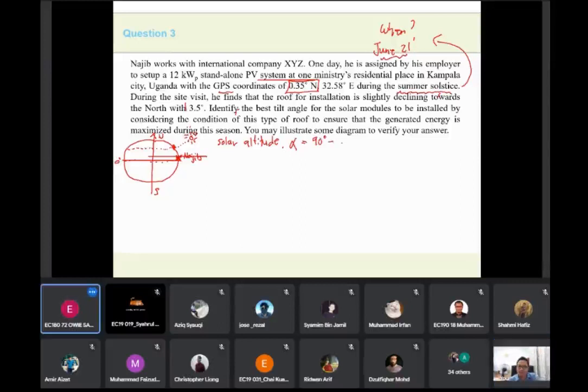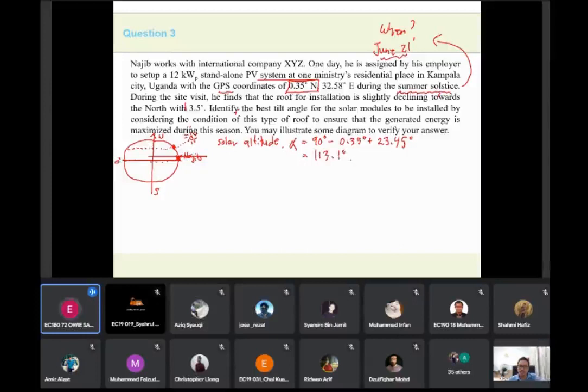Minus 0.35, then plus 23.45. Okay, so what's the answer? The answer is 113.1. 113.1.